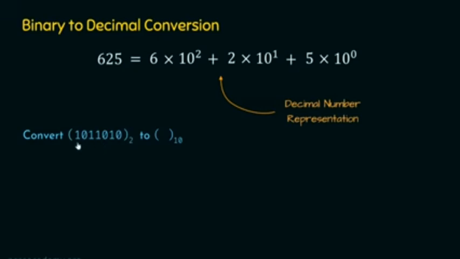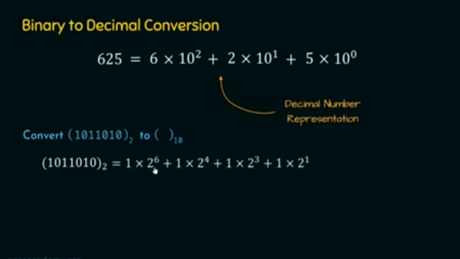So, first we need to write this number, then we need to multiply each digit by its positional weight, and then we need to add all of them, just like what we did here. Here we will get 1 into 2 to the power 6, plus 1 into 2 to the power 4, plus 1 into 2 to the power 3, plus 1 into 2 to the power 1. Note that there is no need to mention 0 into 2 to the power 0, then 0 into 2 to the power 2, because 0 multiplied with anything will result in 0 only, and it will not contribute to this addition. Hence, we should not mention them.